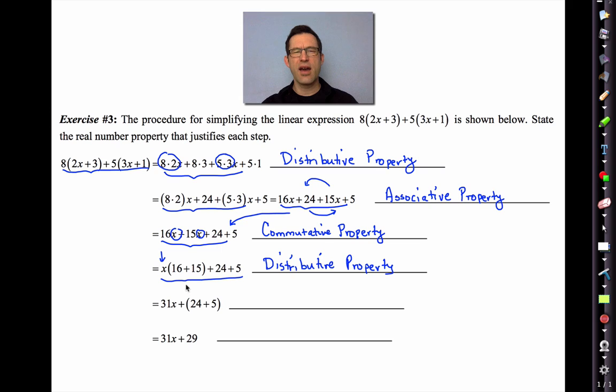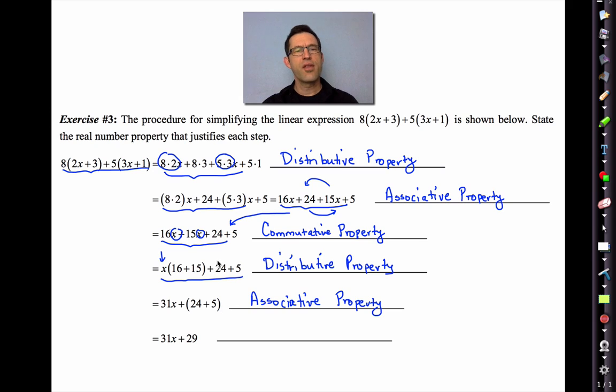Now, here to here, what did we really do? Well, technically speaking, we really have 31x plus 24 plus 5. We should really do the 31x plus 24 first. But there's not much we can do with that, so we're going to decide instead to take the 24 and the 5, and we're going to combine them together. And this is going to give us the associative property. Having a real hard time with that.